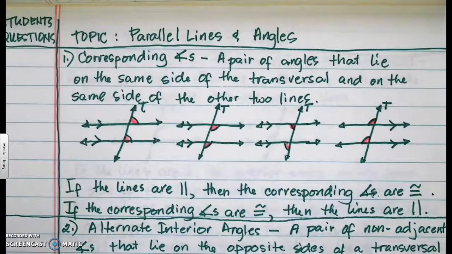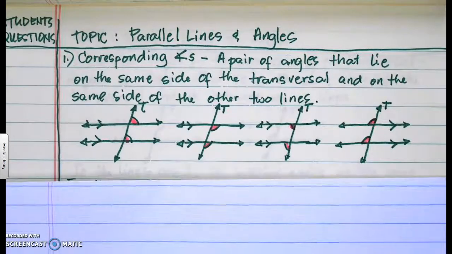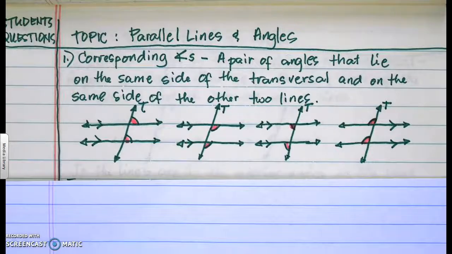Now let's talk about parallel lines and the angles that they form when they are cut by a transversal. The first type of angles are the corresponding angles. Corresponding angles are defined as a pair of angles that lie on the same side of the transversal and on the same side of the other two lines. An example is given to you.